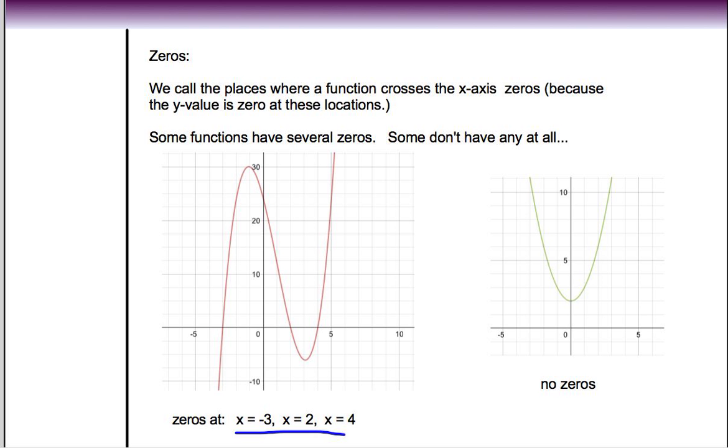Some functions don't have any zeros at all. So you can see in this parabola right here, since it's been shifted up, it doesn't cross the x-axis at all. It has no zeros.